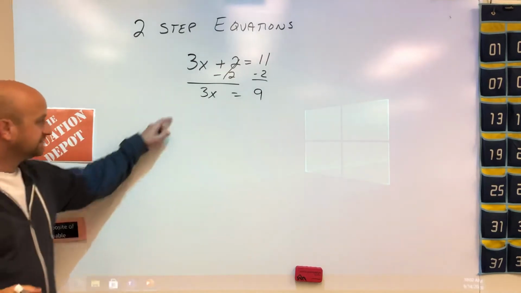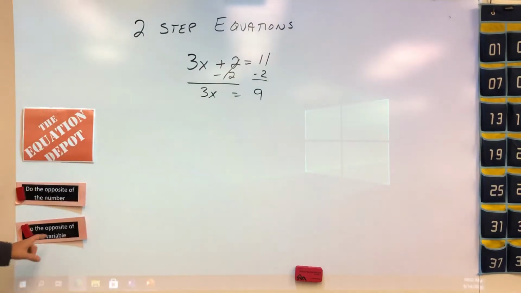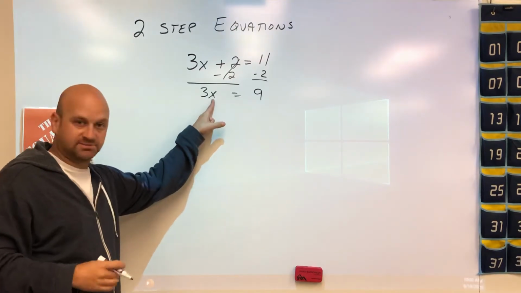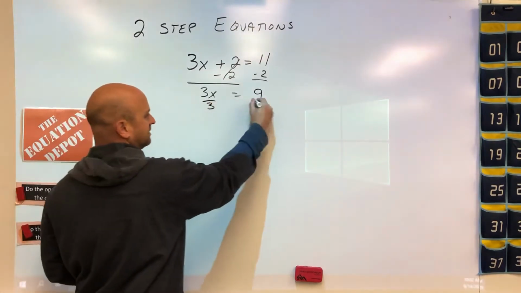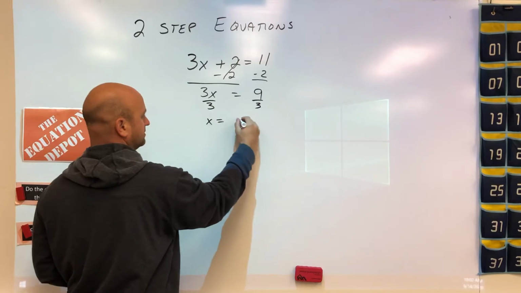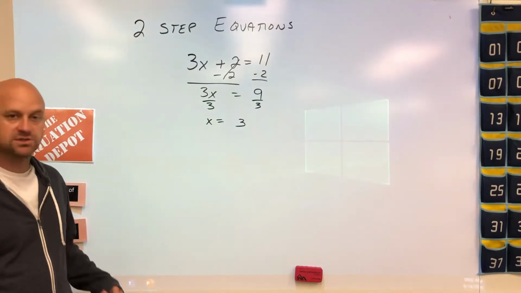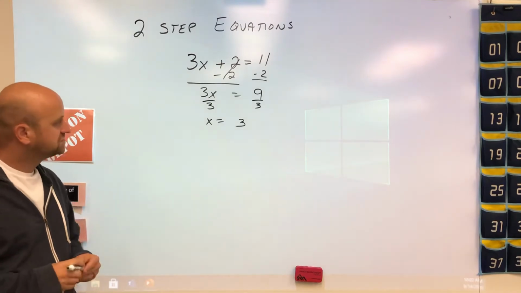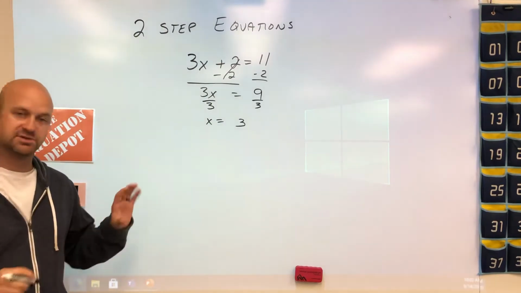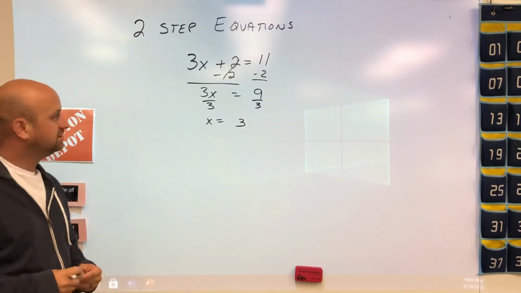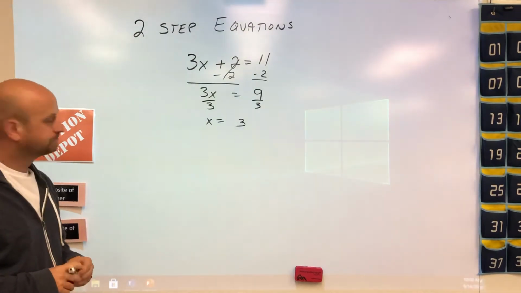Then the last step, this becomes a one-step equation. We're going to do opposite of the variable term. So we're multiplying x by 3. So the opposite of that will be divide. Okay. And so then this becomes our standard two-step equation. Typically we'll move the number first and then we divide by the variable term.